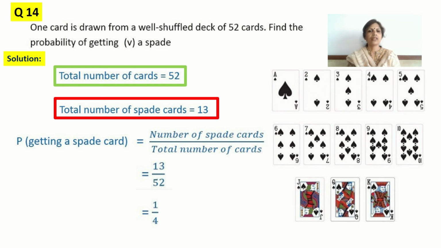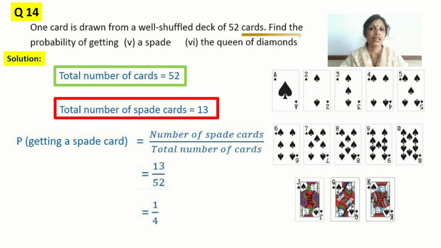The next part of the sum is find the probability of getting a queen of diamonds. So each type has only 1 queen. I hope you'll be able to solve this. This is also for your homework. Alright. Now moving to another interesting sum.